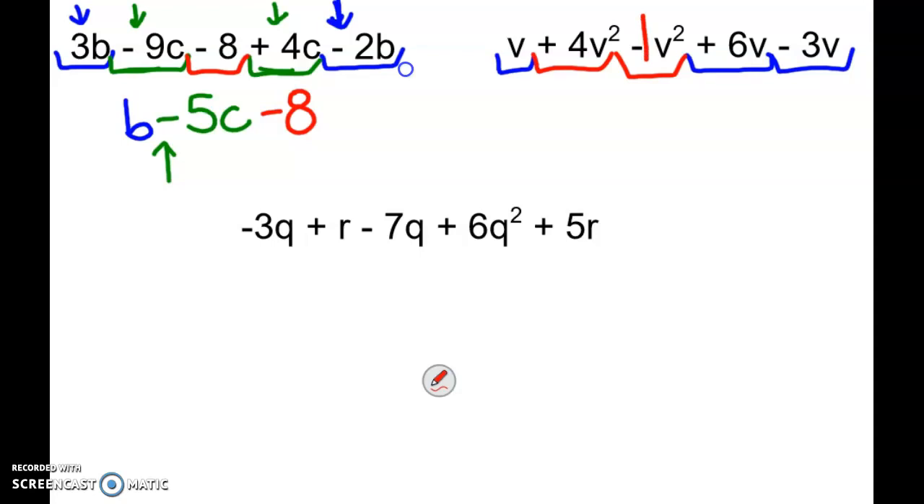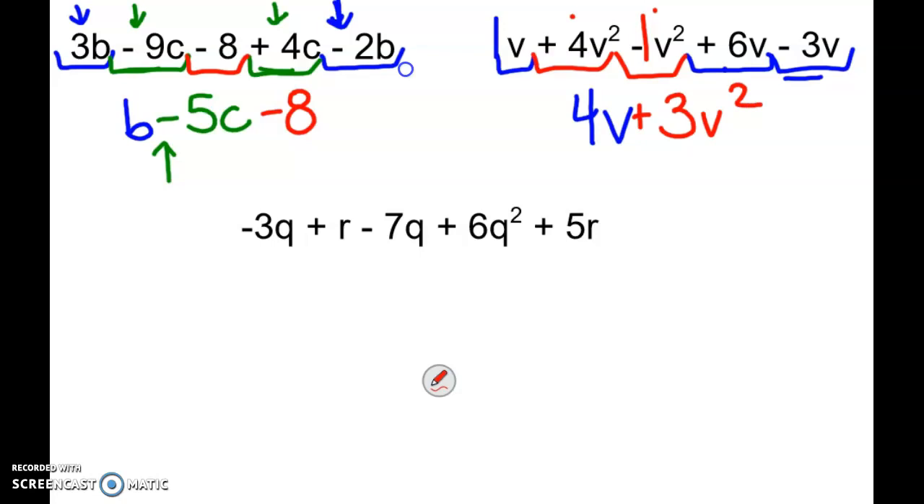All right, let's put the v's together. So I'll go back to blue. 1v plus 6v makes 7. Minus 3 leaves me with 4 v's. And then I'll go back to red for my v squared. 4 minus 1 is 3v squared. And if it's positive, put a plus sign.